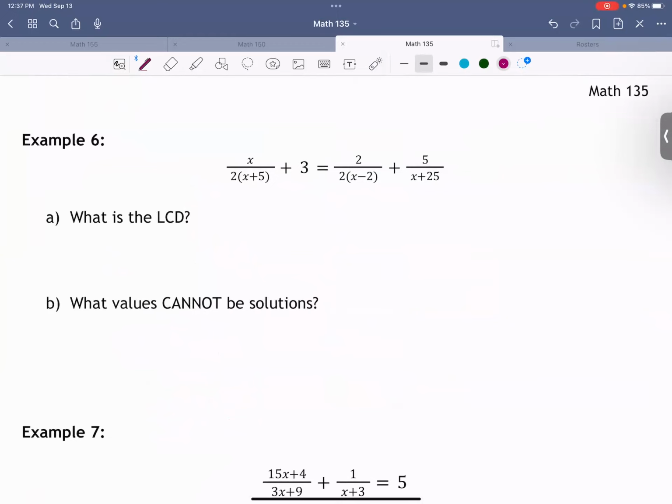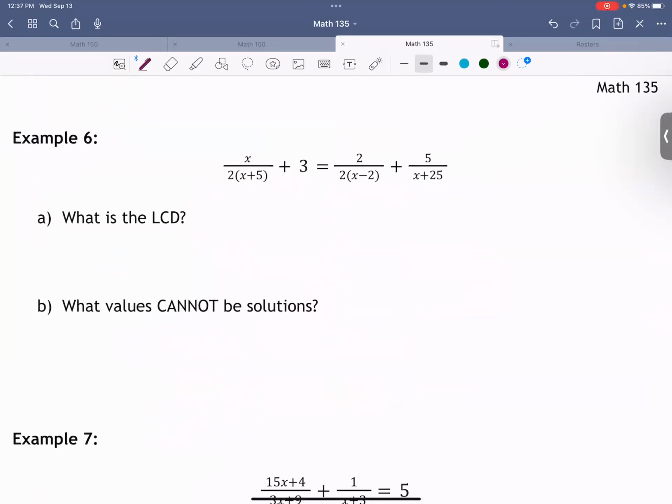Now, here's where we start combining stuff, okay? Now we have a bunch of stuff in the LCD. I'm never going to give you something this complicated on a test or quiz, but finding the LCD, of course, is a different story. Let's see. We have stuff in the denominator, right? We have an x plus 5, so that goes in the LCD. We have a 2, so that goes in the LCD, okay?